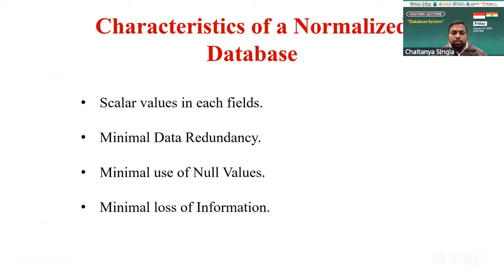And the fourth is minimal loss of information. If we delete any row or values from a column or table, there must be minimum loss of information. That satisfies the deletion anomaly. Since normalization already removes the deletion anomaly, the loss of information is also minimal.